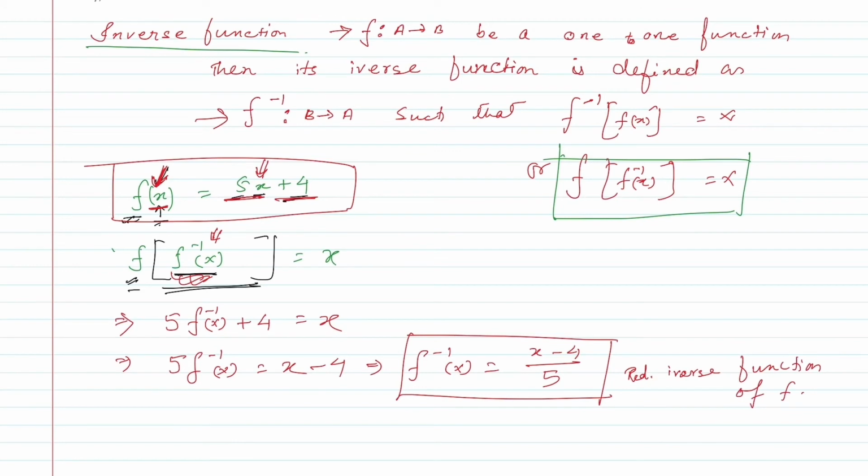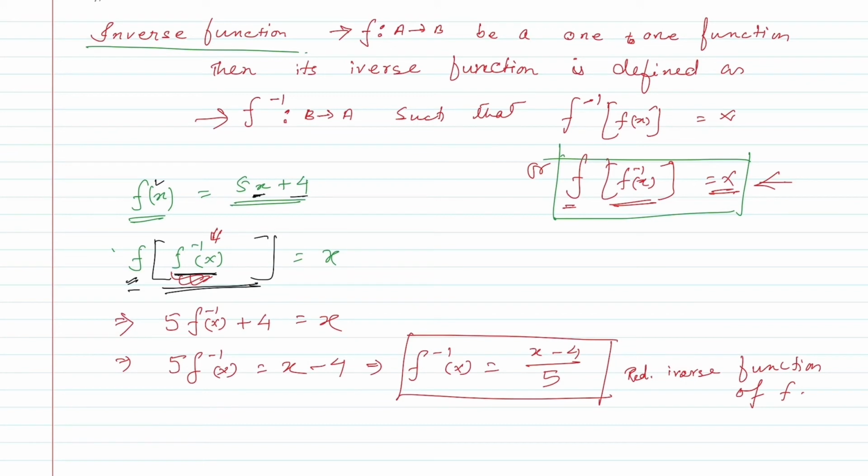Here, according to this condition, f of f inverse of x must be equal to x. Let me check whether this is true or not. Let me clear this first. Now this function is f(x), which is equal to 5x plus 4. If you find f of f inverse of x, then what will happen?